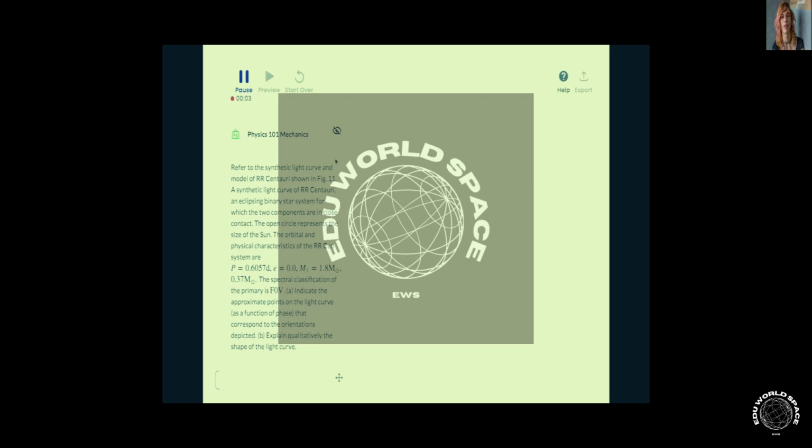Okay, so for this one, we need to look at our figure 11 in the book, and we have a synthetic light curve of RR Centauri. It's an eclipsing binary star, and two components are in close contact, and we're given orbital and physical characteristics, and a spectral classification. And for part A, we want to indicate the approximate points on the light curve as a function of phase that correspond to the orientations depicted.